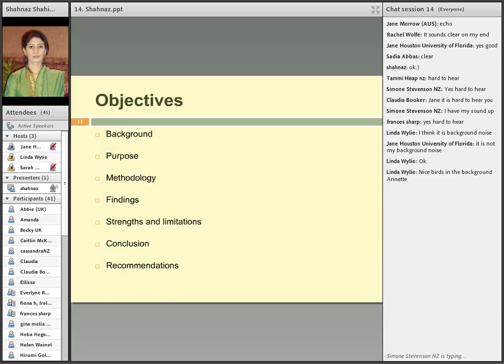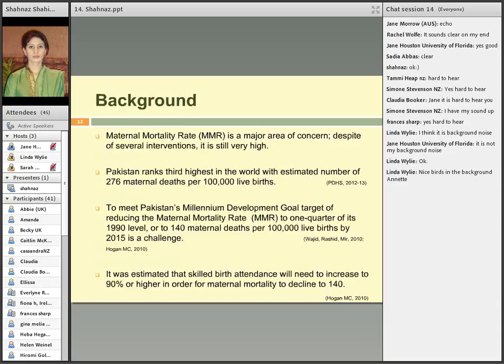So here are the objectives. The presentation will cover the background, purpose, methodology, findings, strengths and limitations, conclusion and recommendations. In the background, maternal mortality is a major area of concern in most parts of the world and, despite several interventions, is still very high. Pakistan ranks third highest in the world with an estimated 276 maternal deaths per 100,000 live births. Meeting the Millennium Development Goal of reducing it to one quarter of its 1990 level, or 140 maternal deaths per 100,000 live births by 2015, is a big challenge.